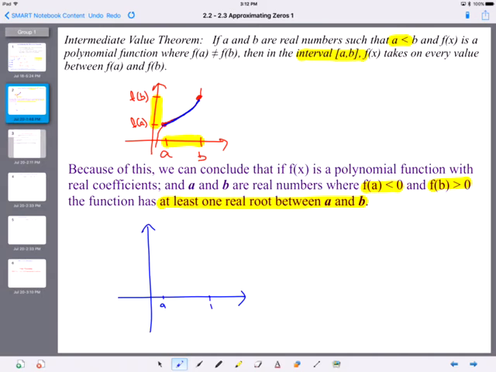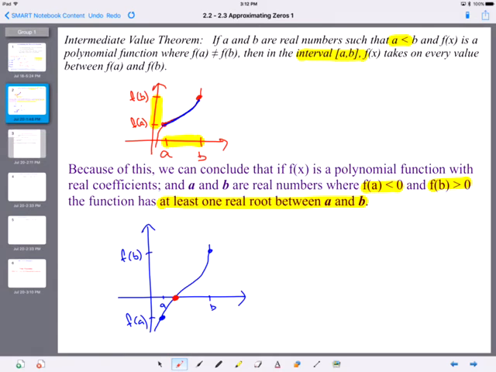So we can put a and b, but now f of b is still there, but I'm going to move f of a so that it's less than 0 and f of b is greater than 0. So I'll plot my 2 points, and what it's saying is, alright, that if this is true, then you will at least have one real root between a and b.